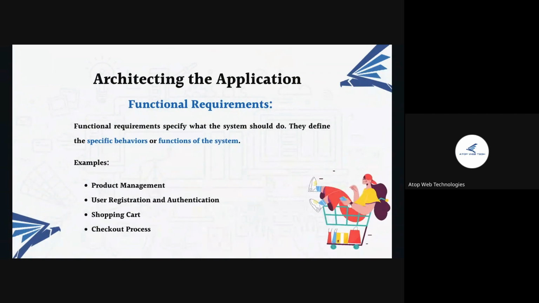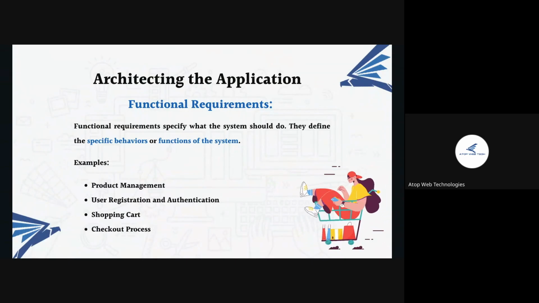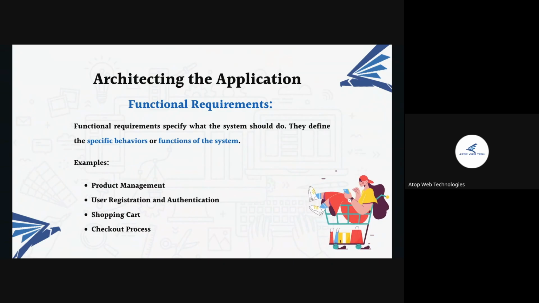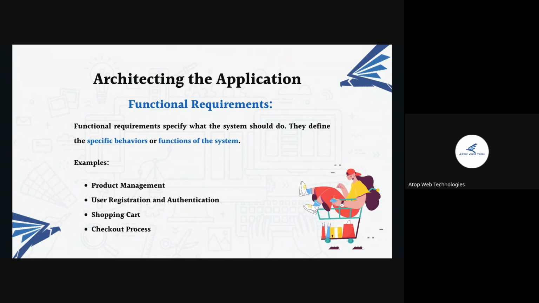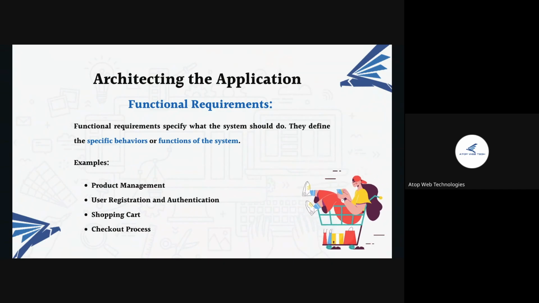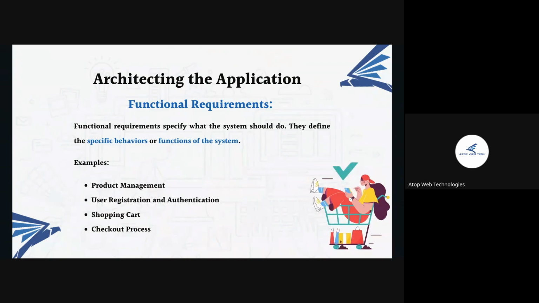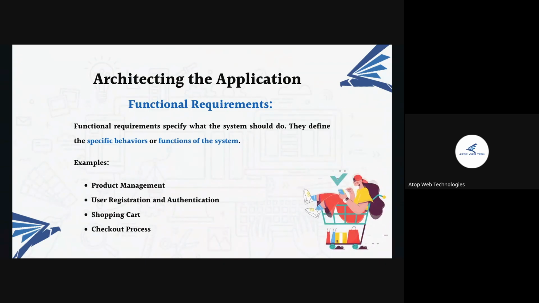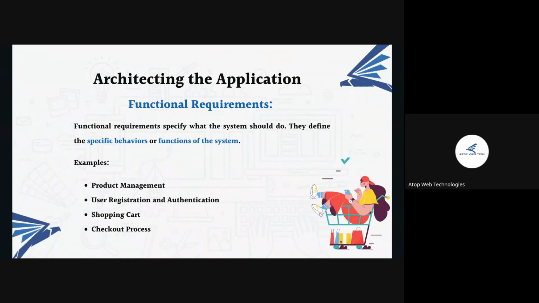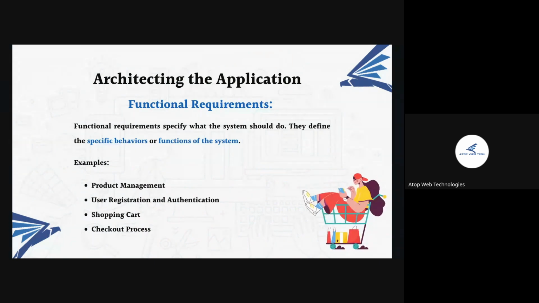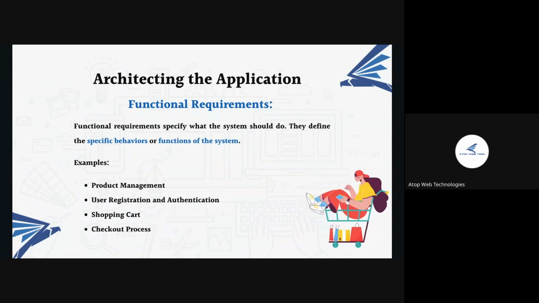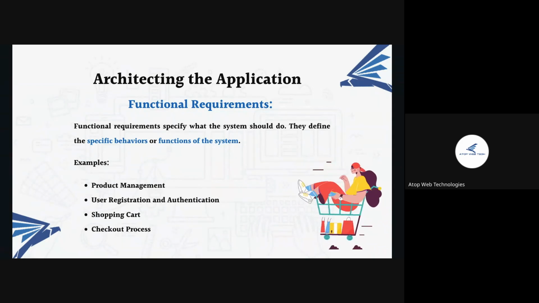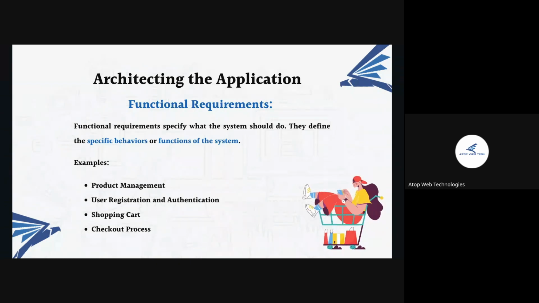So what is a functional requirement? Functional requirements specify what the system should do. In this case, an architect will define the specific behavior or function of the system. Take for example, within our eTop shop, an architect will define the product management, user registration and authentication, shopping cart and checkout process. We're going to keep the momentum going by considering one at a time.